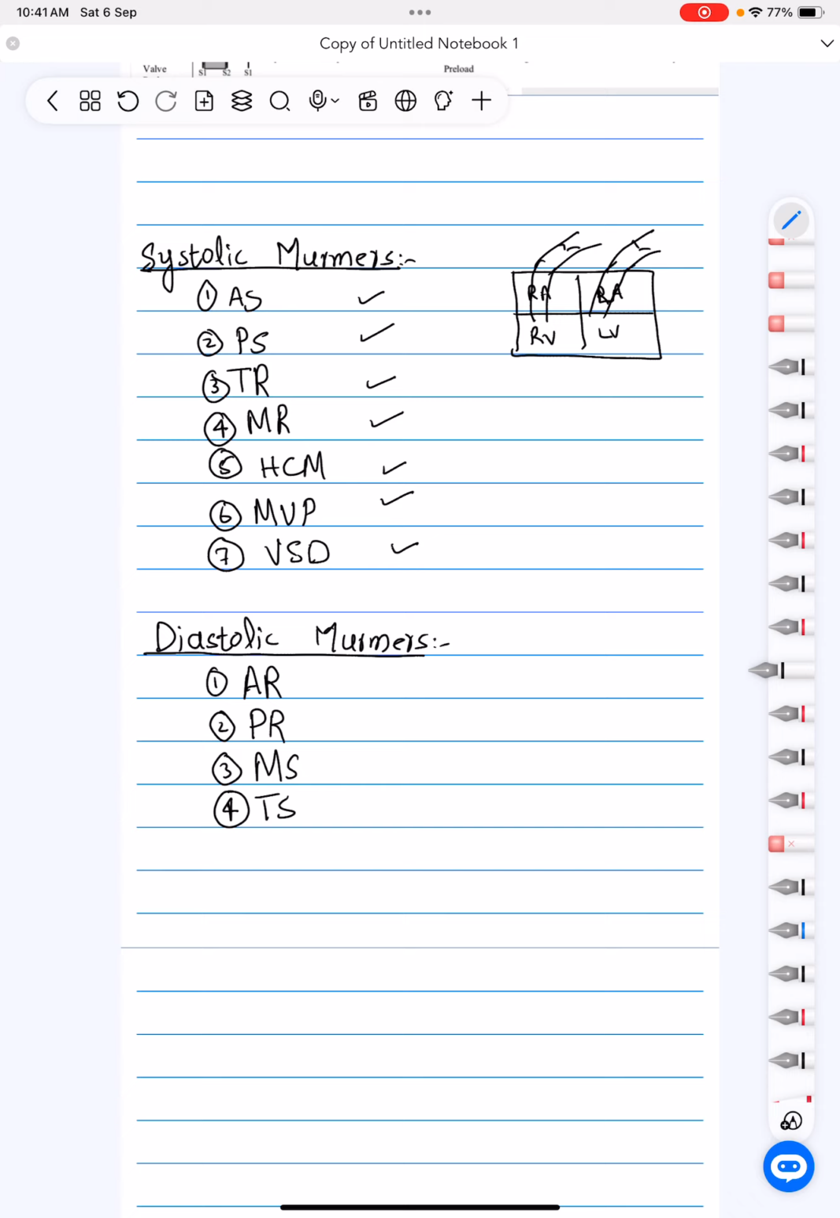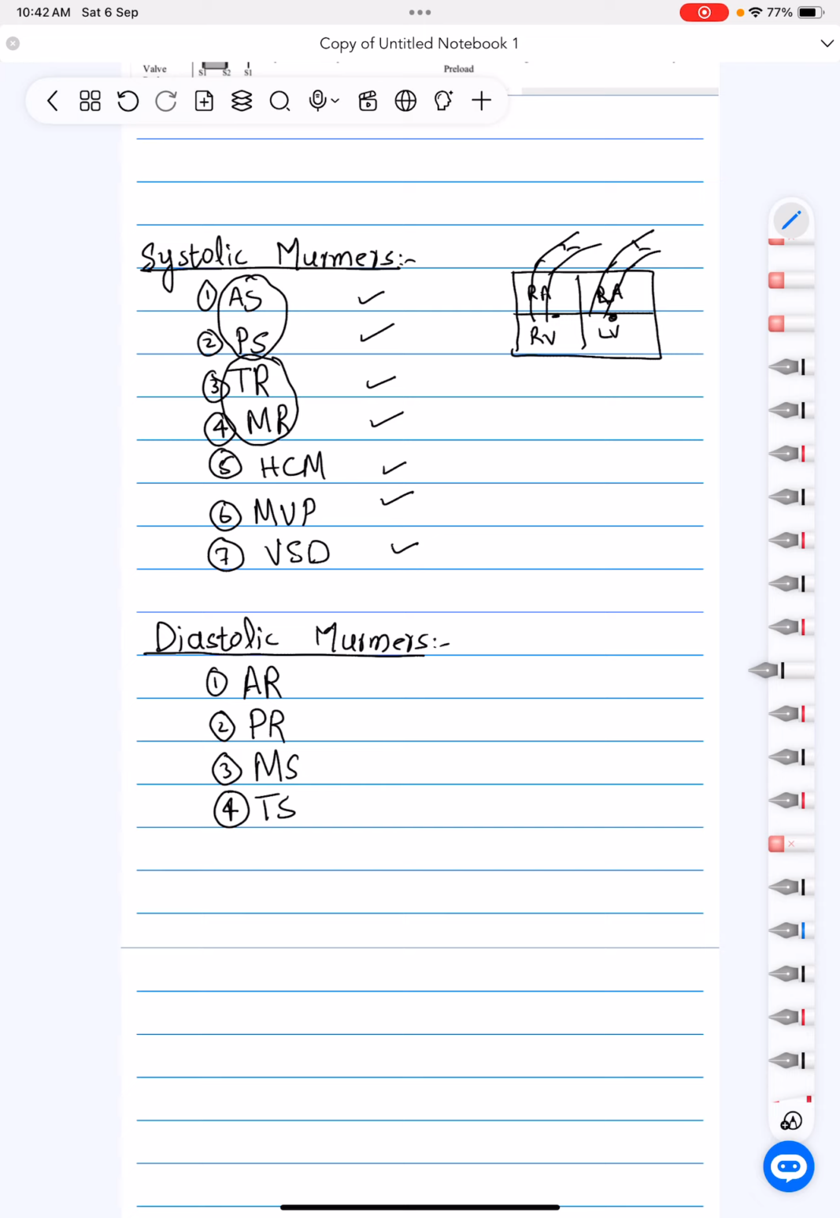So the stenosis of the two superior valves, aortic and pulmonic, is systolic, while the regurg of the two inferior valves, the tricuspid and the mitral, is also systolic. The tricuspid valve connects the right atrium and the right ventricle, and they are located here and here respectively. So the stenosis of the superior valves and the regurg of the two inferior valves will produce systolic murmur.